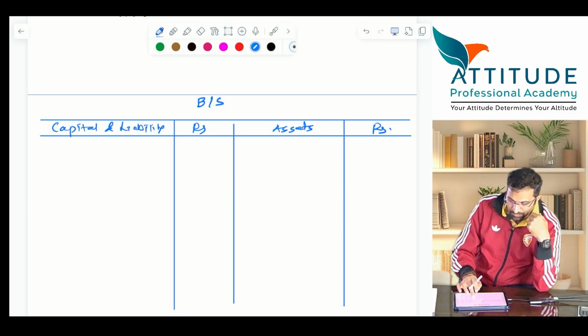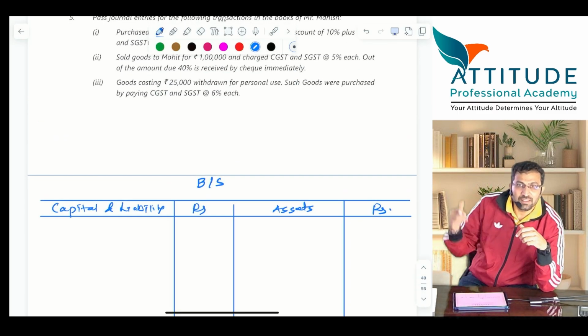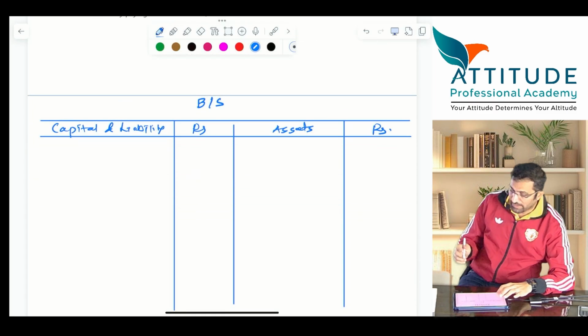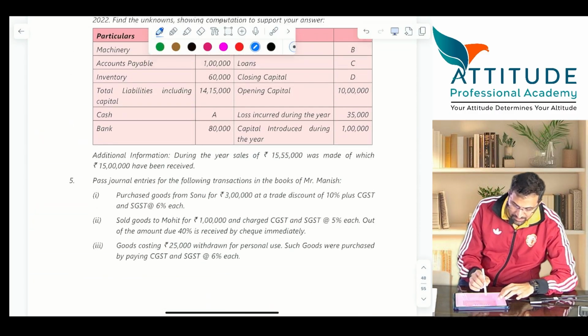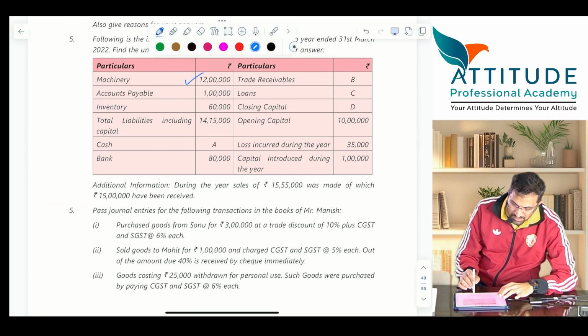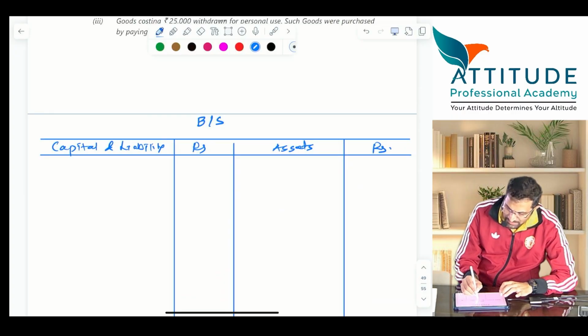All of you, are you ready? Okay, now one by one you tell me. Machinery how much? 12 lakhs. Where will machinery come? Assets. Machinery 12 lakhs.